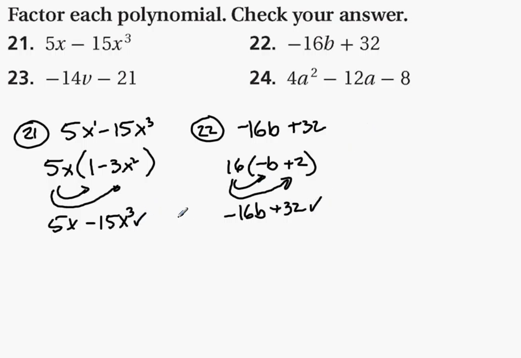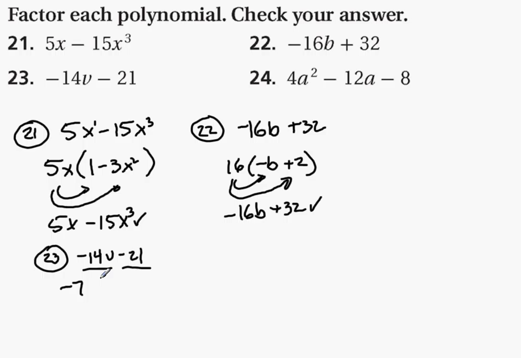Heading to 23. Here I have negative 14v minus 21. Now both these terms are negative, so I'm thinking to myself, oh, it's probably a negative number that fits in evenly into negative 14 and negative 21. Indeed, it is negative 7. There's no v here, so v is not a common factor between these two terms.